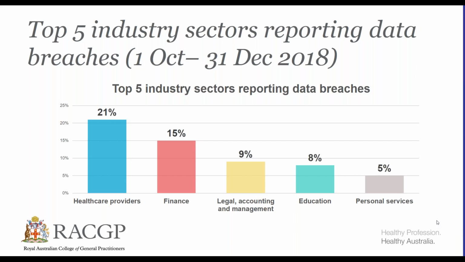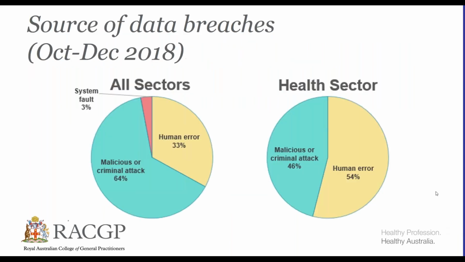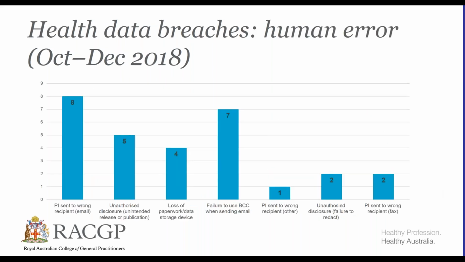So the source of data breaches for the October to December quarter, across all sectors, we saw human error and malicious and criminal attacks accounting for the majority of notifiable data breaches. For the health sector, we saw 54% were caused by human error and 46% were caused by malicious or criminal attacks. Looking first at human error in the healthcare sector, the ratio of 54% is much higher than the economy-wide average of 33%.